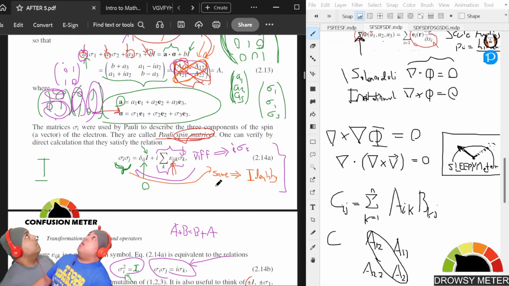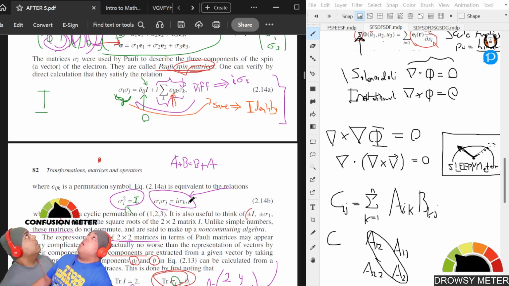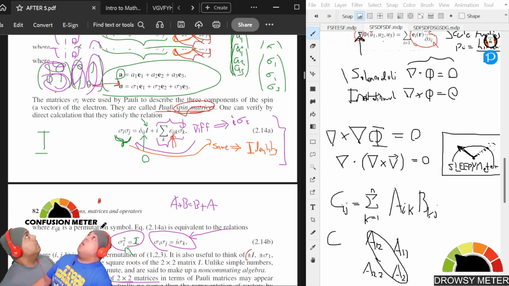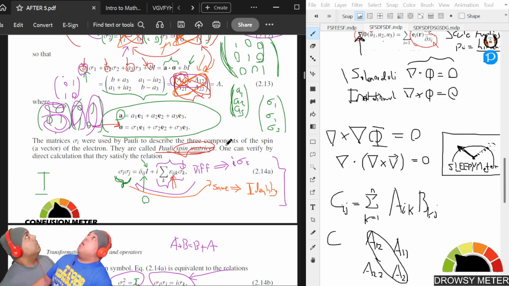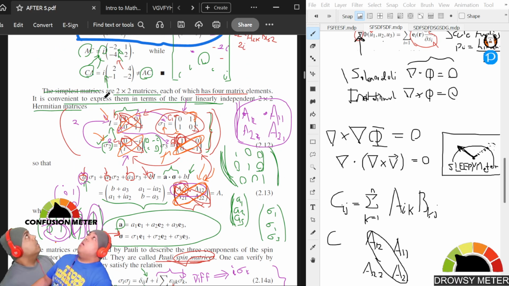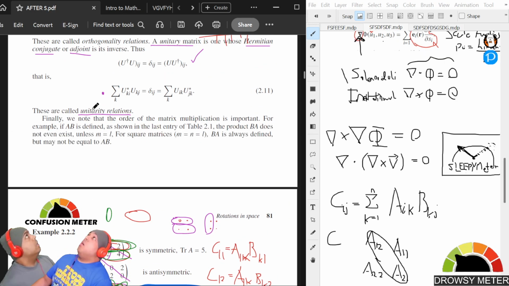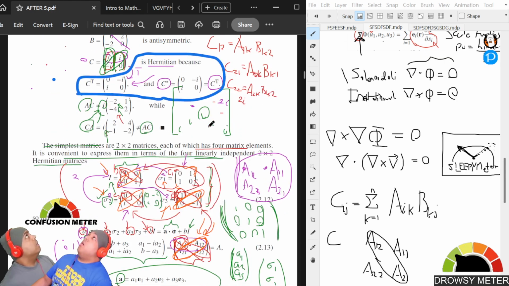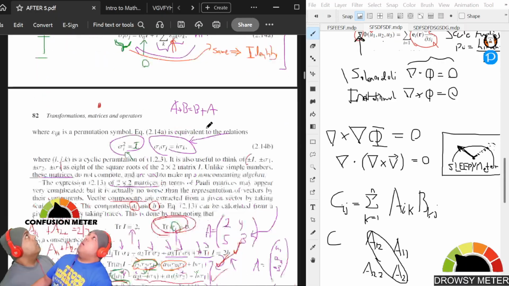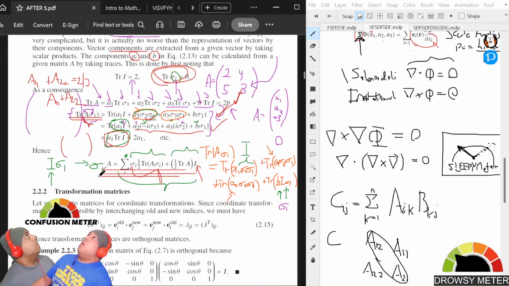Where did I get the word spinor from? I know I didn't make it up. Did I make it up? I swear I didn't make it up. It's somewhere.